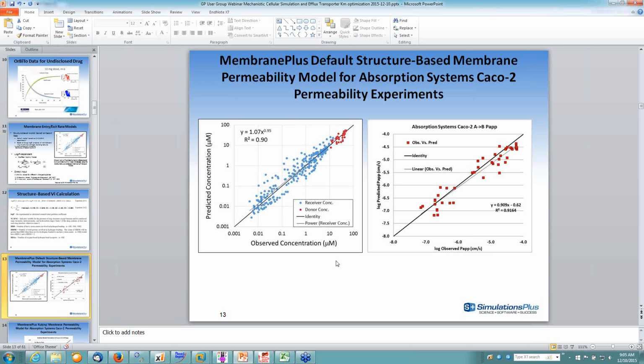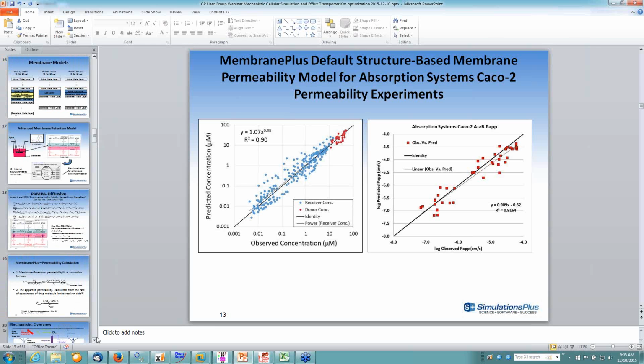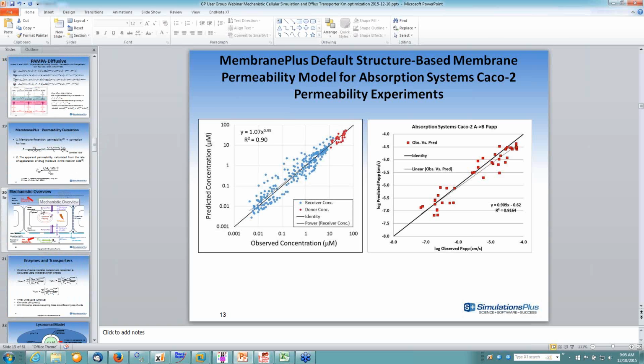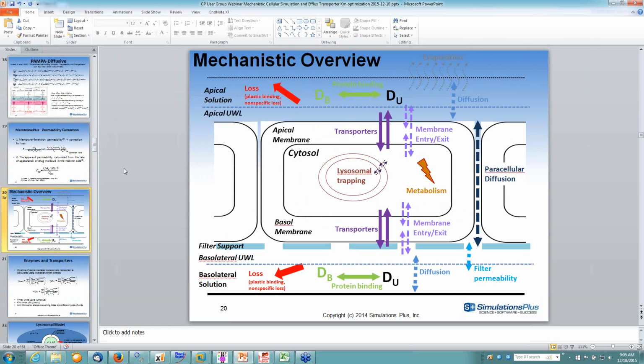Okay, thank you. Michael, can you go to slide number 20? There's a question about that slide. What about the protein binding inside the cell, cytoplasmic proteins? Can that be modeled as well?